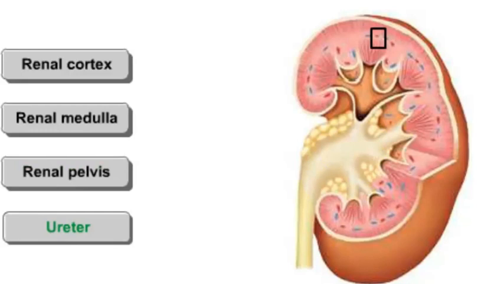Finally, the ureter. It's a smooth muscle-walled duct that carries the urine from the kidney to the urinary bladder.